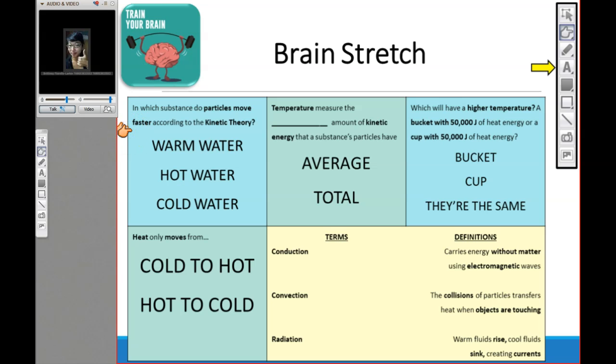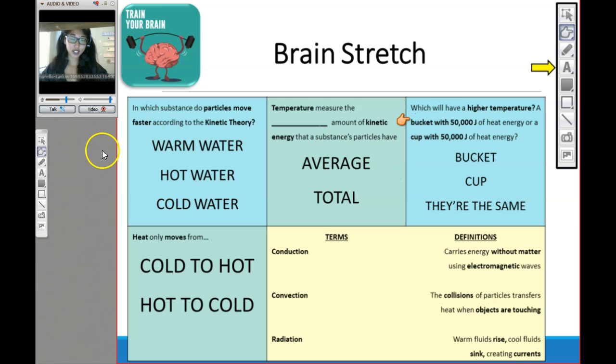So the first one is, in which substance do particles move faster according to the kinetic theory? Warm, hot, or cold water? Remember back to our video that we watched with the different temperature waters and how fast the food dye moved. And then temperature measures the blank amount of kinetic energy that a substance's particles have. Is that the average or total? Remember we talked about the human populations with the same amount of dogs, which population's happier? That had to do with temperature.